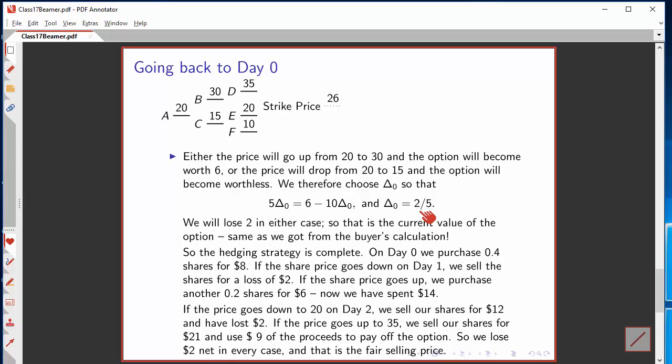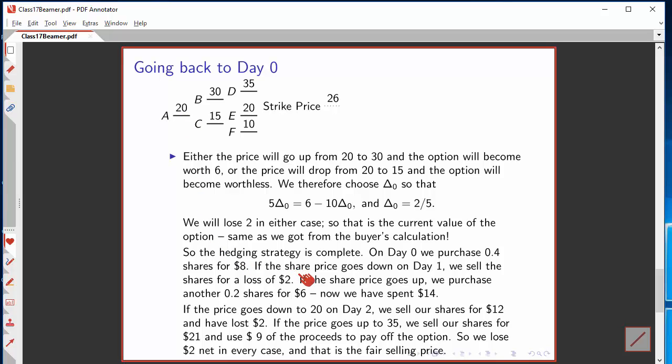If we sold the option for 2, after losing this 2, we'd break even. So we got the same calculation as from the buyer's point of view. So now we have our complete hedging strategy. Having sold this option, we hedge it on day 1 by purchasing 0.4 shares. At a fair market price of 20, that'll cost us $8.